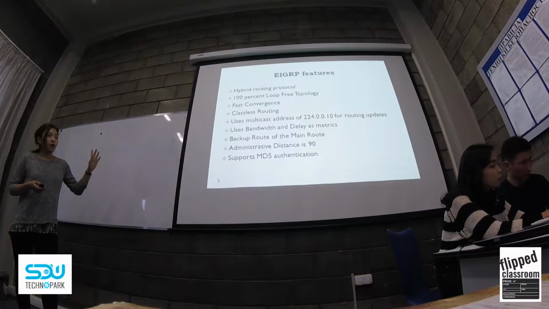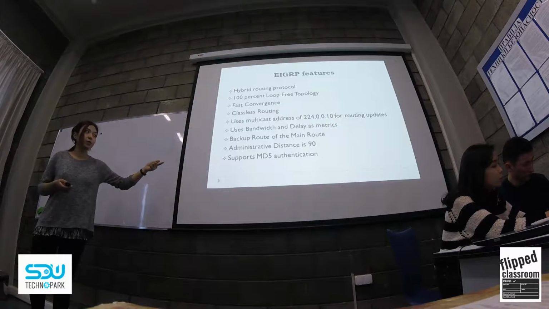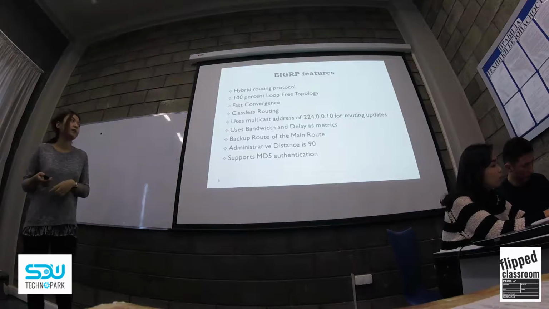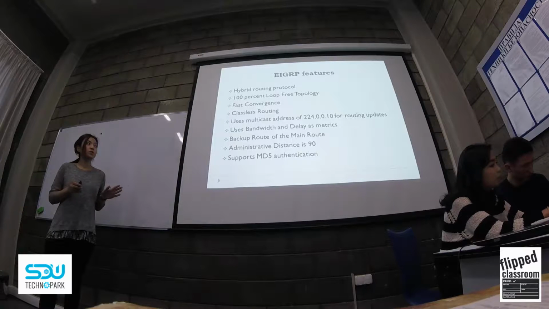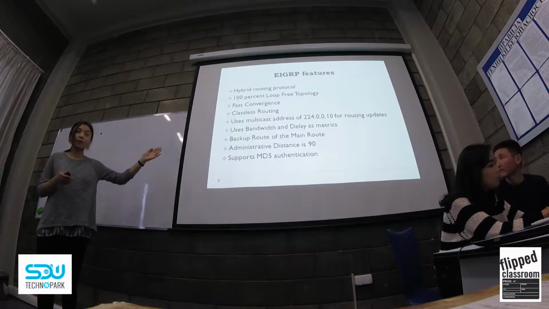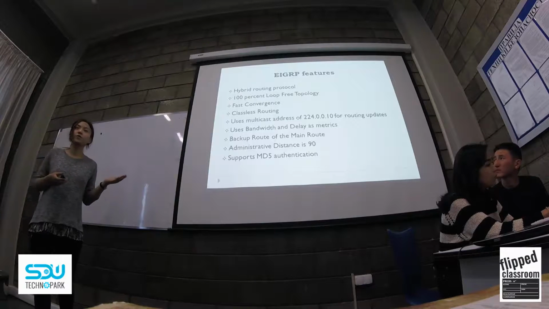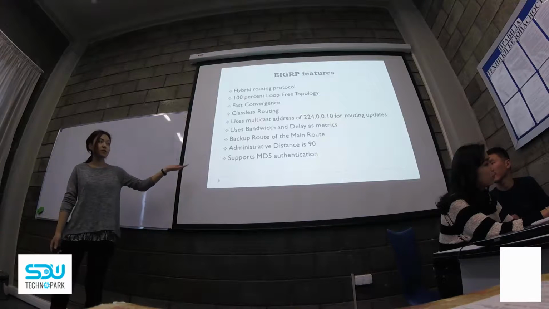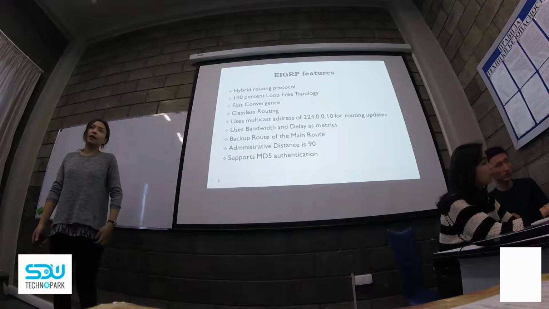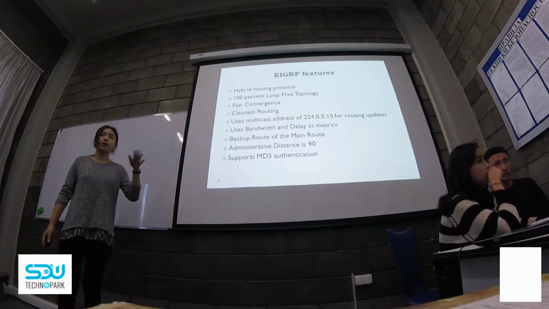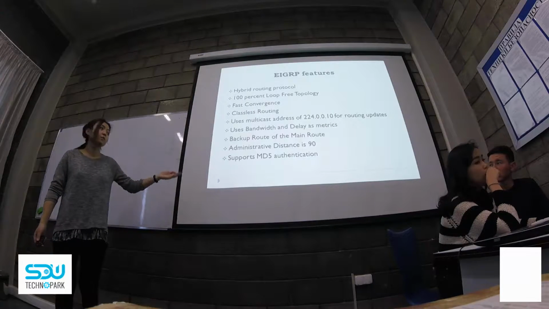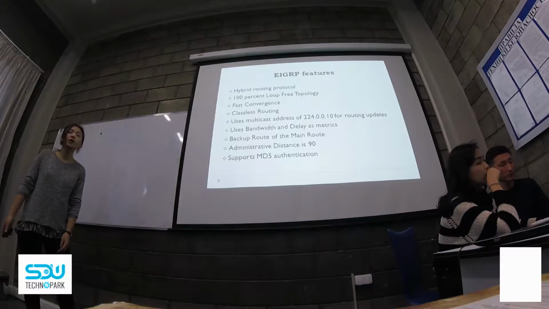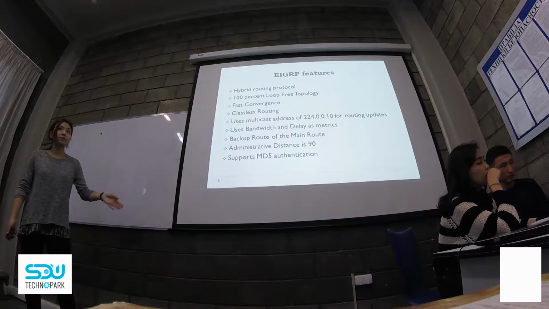Only the EIGRP protocol has a backup route for the main route, which means that if the main route fails, it will send packets to the destination through the backup route, which is very good and one of the main advantages of EIGRP. Also, EIGRP has an administrative distance of 90, which is good because it is lower than other protocols, and it makes it a little bit better than others. And the last one is that it supports MD5 authentication, which we'll talk about a little bit later.